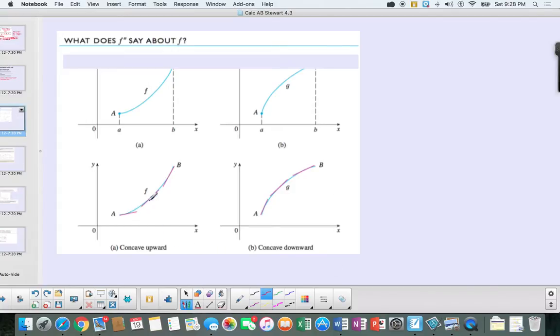Notice that the derivatives are all positive, but in this case, the derivative is increasing. The slopes of the tangent lines are getting greater and greater. When this happens, we say it's concave upward.